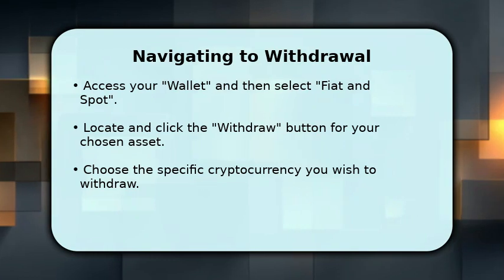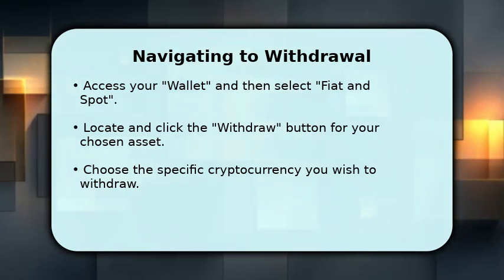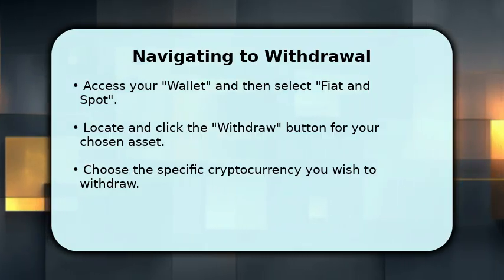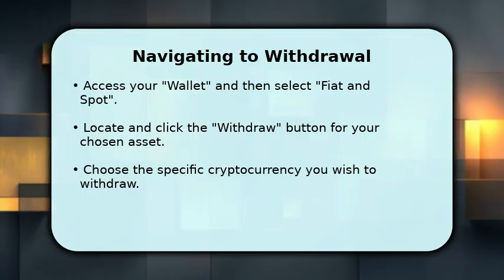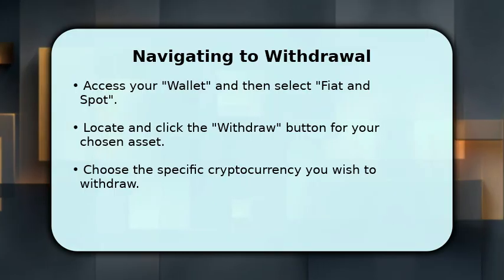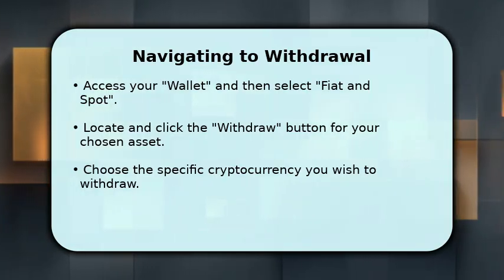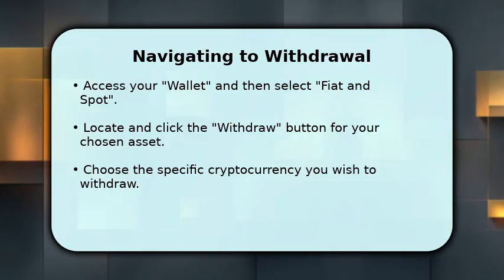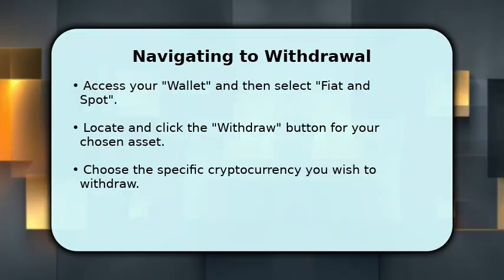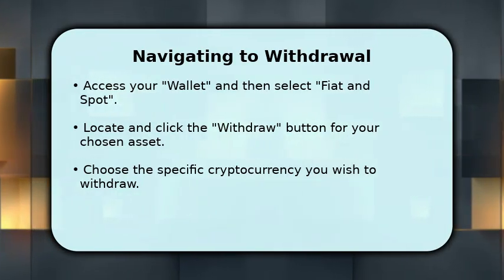Once logged in, head over to your wallet and then click on Fiat and Spot. This section displays all your available assets. Next, find the cryptocurrency you intend to withdraw and click the Withdraw button associated with it. For example, if you're withdrawing Bitcoin, select Bitcoin. This action will lead you to the withdrawal page, where you can manage your addresses before initiating any transfer.